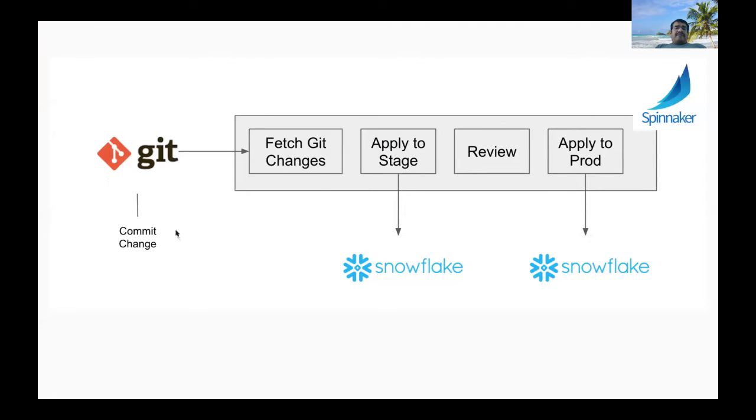So I will have some files in Git. A very simple example. This is a demonstrative thing. It could be more complex than what I'm going to show you. And I have a stage that will fetch those and apply those changes to Snowflake. You get to review it. If it looks good, then you apply to production.